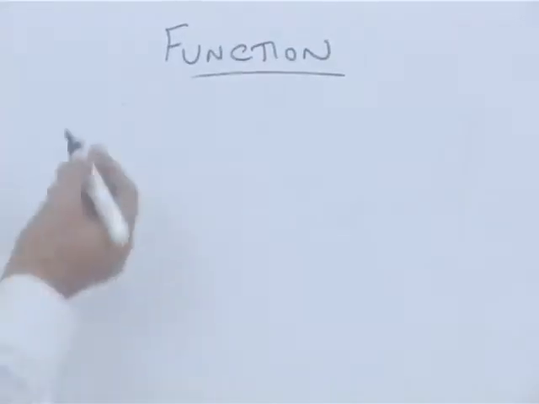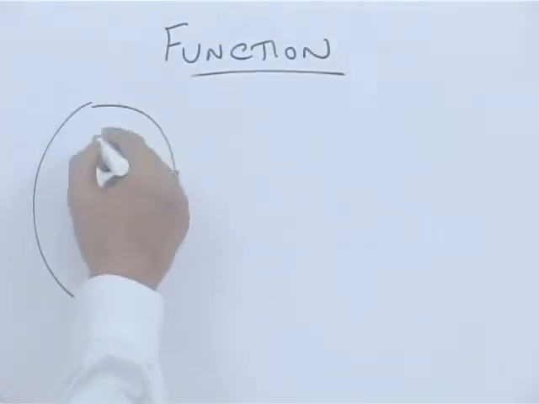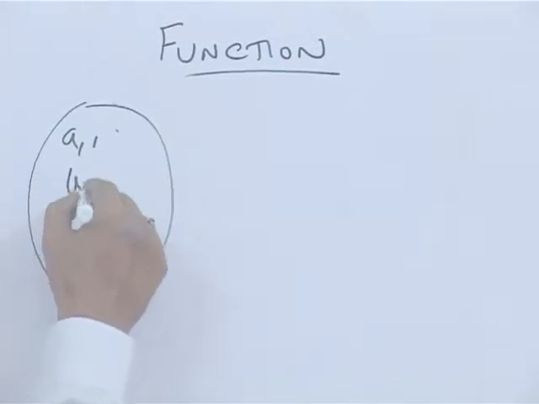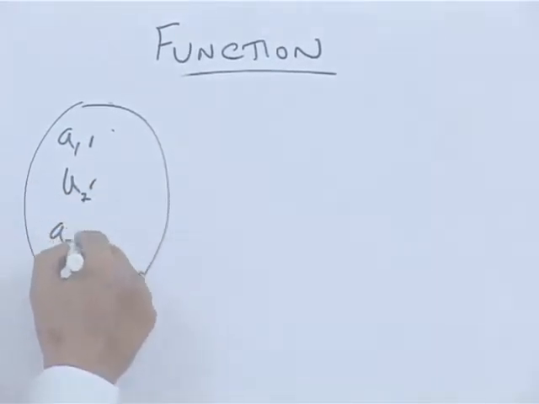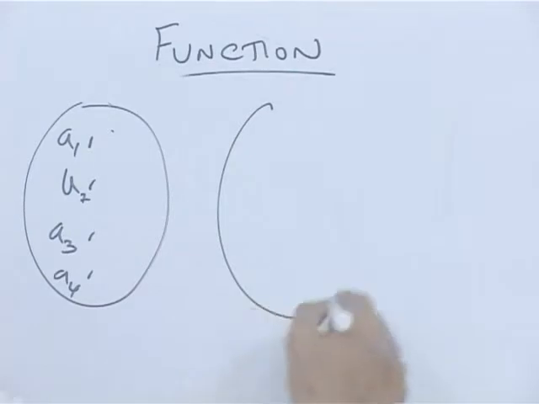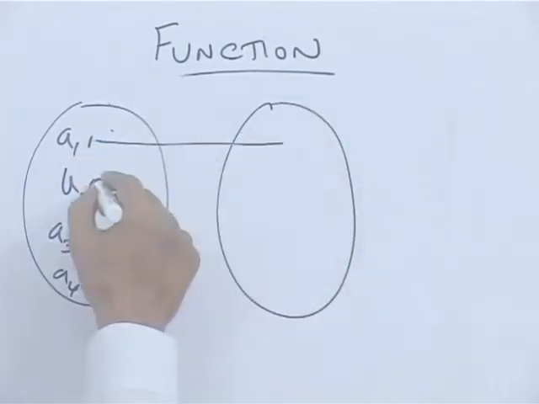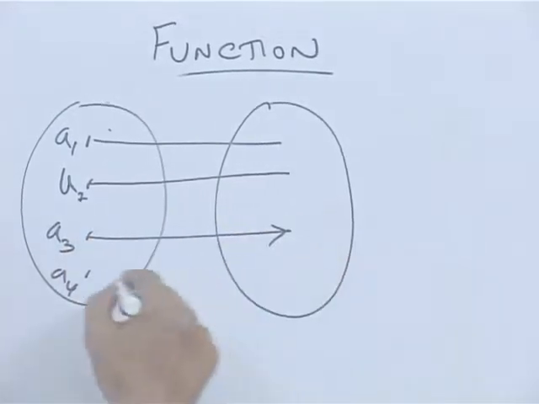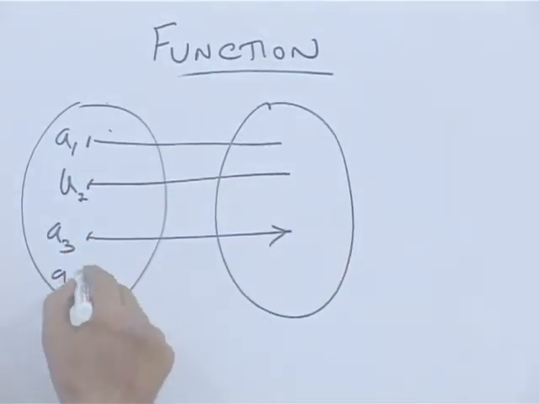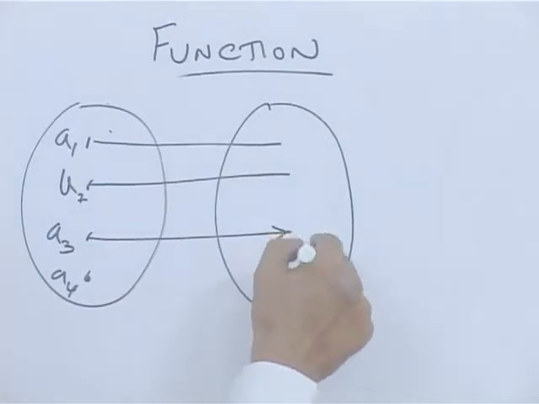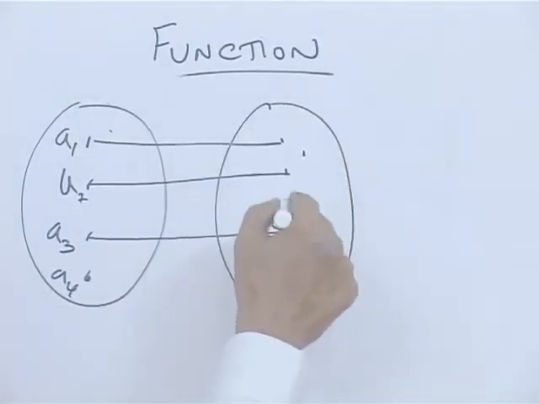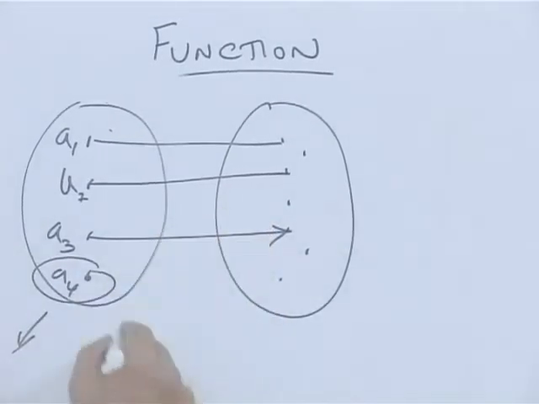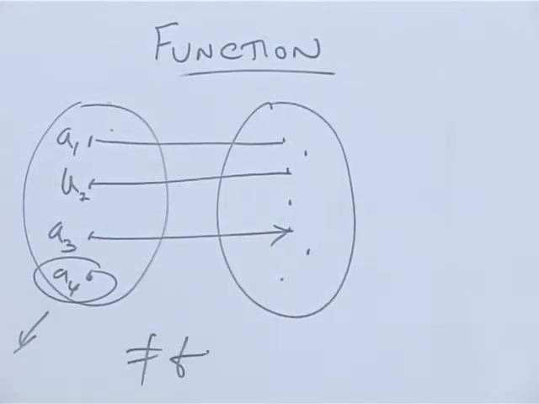One more example of not a function is, suppose I consider 4 elements in A, A1, A2, A3, A4, and I have many elements in B. A1 is mapped to one element, A2 is mapped to another element, A3 is mapped to another element, but there is no mapping for the element A4 in B. Still this A4 is not mapped, every element has not been mapped, hence this is also not a function.